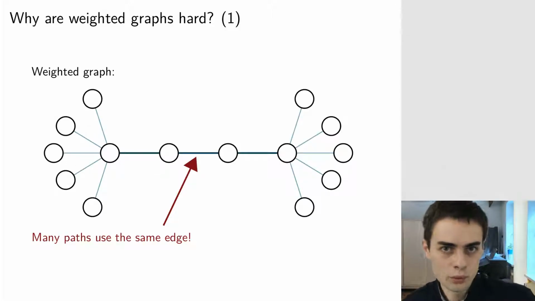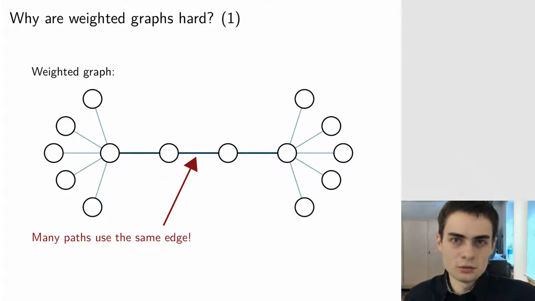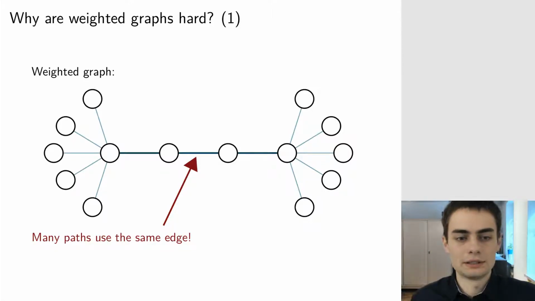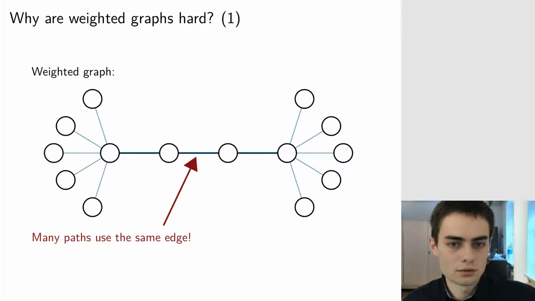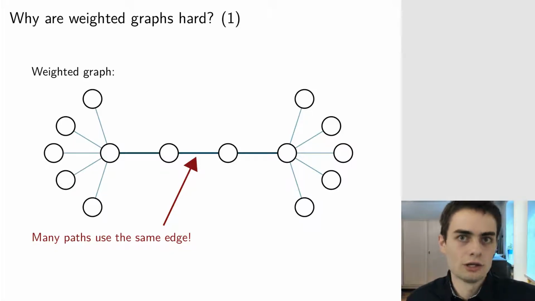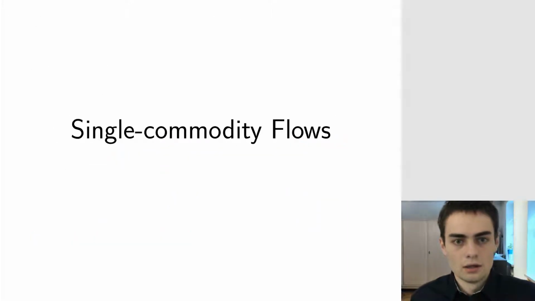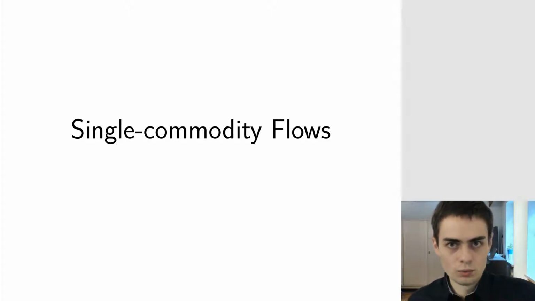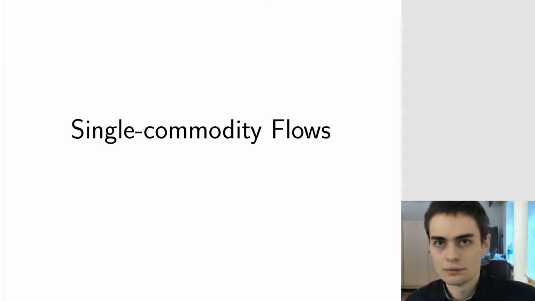The problem in weighted graphs is that you might have lots of paths traversing a single edge. They still have a low congestion because the edge has a large weight. So we can't store the routing information in the nodes adjacent to this edge because that would be too much routing information. All right, now we're going to look at single commodity flows. We'll later use them as a building block for more complicated constructions.